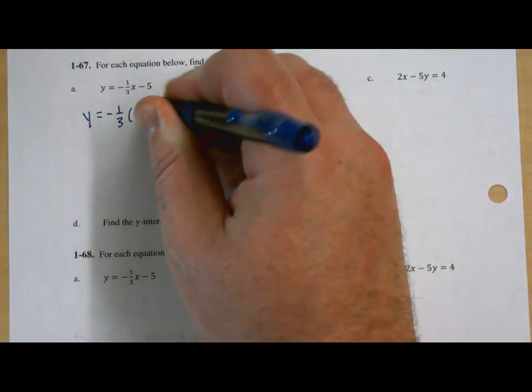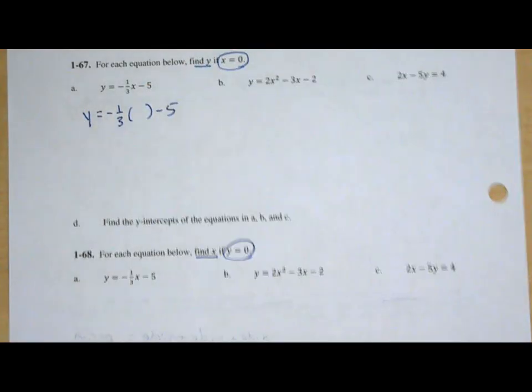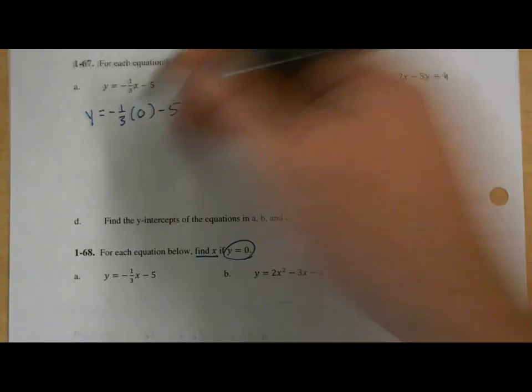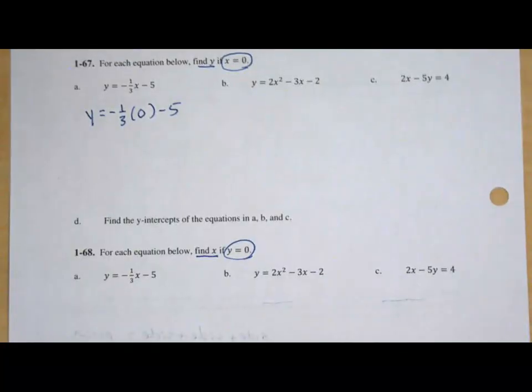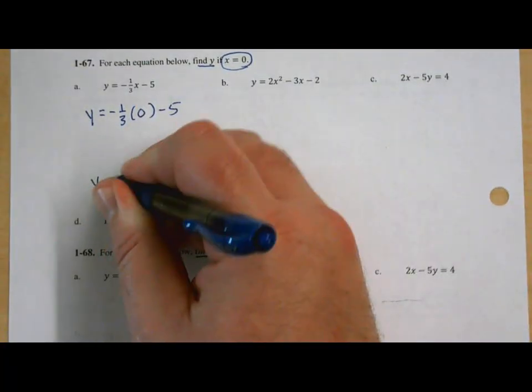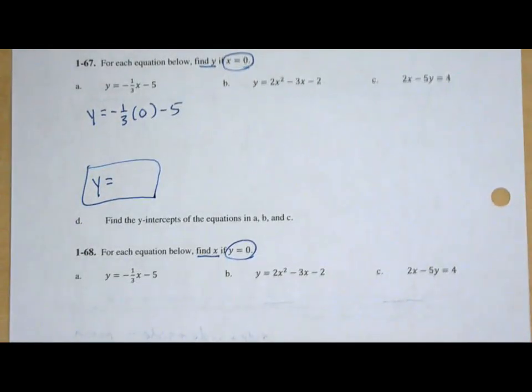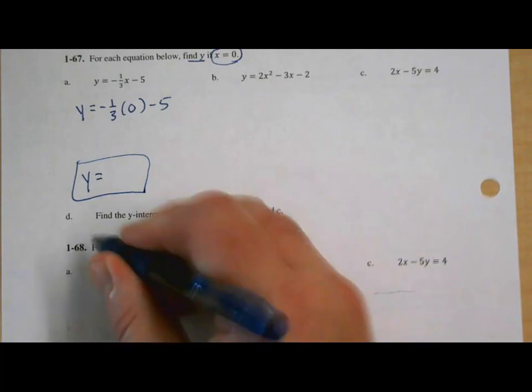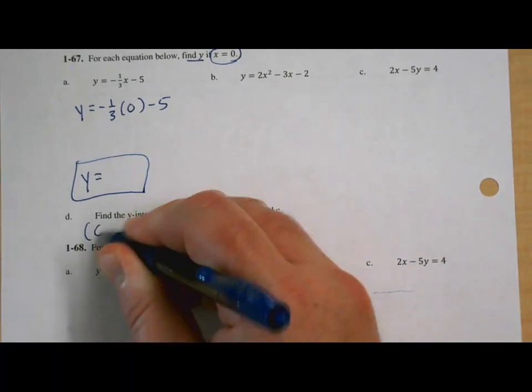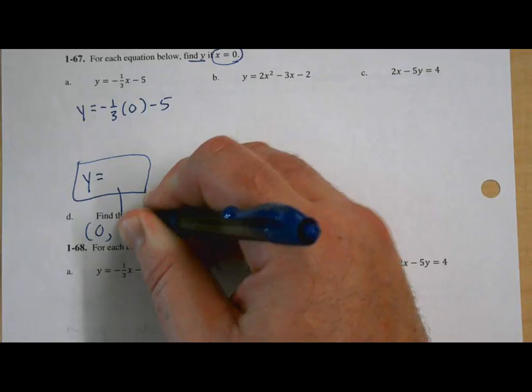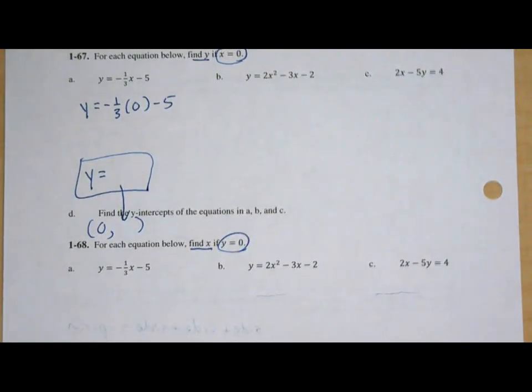Except when you get to that x, you're going to leave it out. And what number are you going to put in for x? 0. And then you're going to solve that. You're going to do some steps of algebra, and you're going to come up with y equals some number, and that will be your answer. Very simple. And then in part D, it asks you to find the y-intercepts. It's going to be 0, comma, whatever that number you just got is going to be your y-intercept. Very simple. Okay?